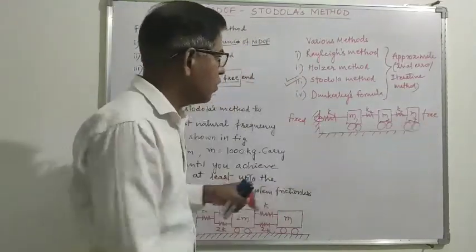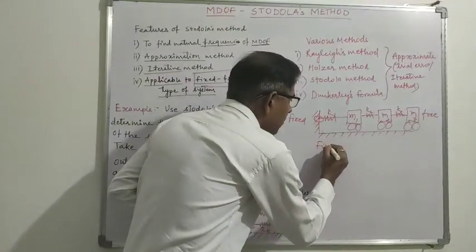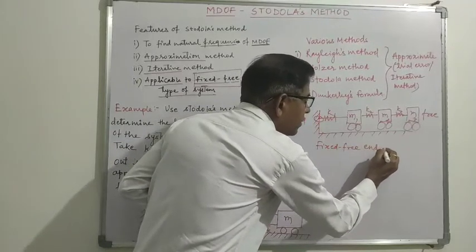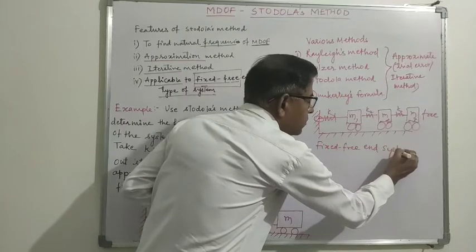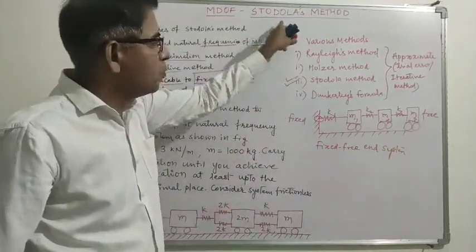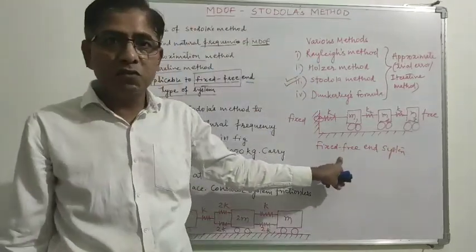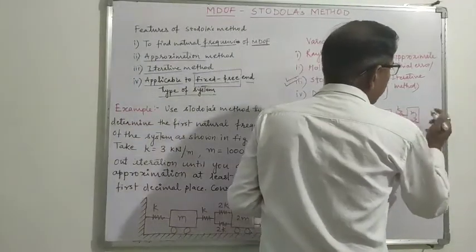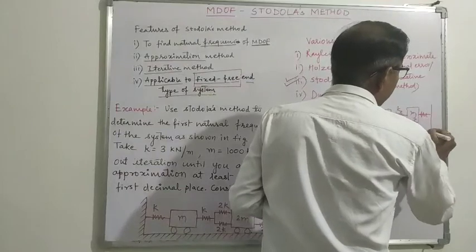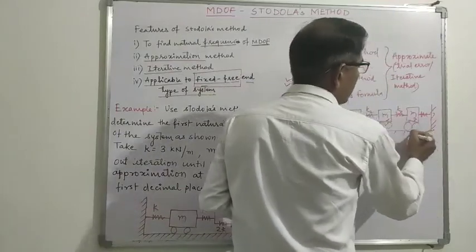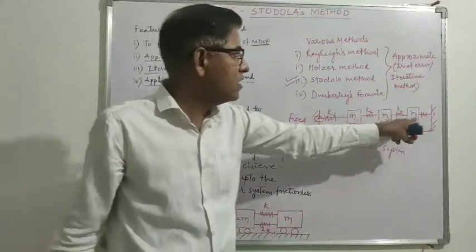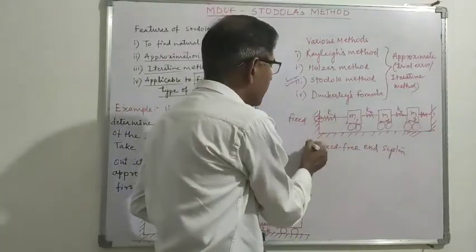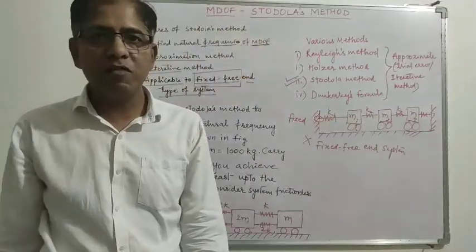So this is called a fixed free end system, and this Stodola method is only applicable to this fixed free end system. Had it been a case where a spring is there here also and this is also fixed, so this is a fixed-fixed type of problem, and the Stodola method is not applicable to that.